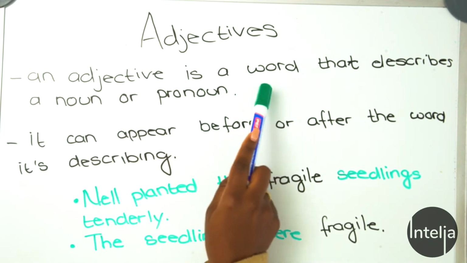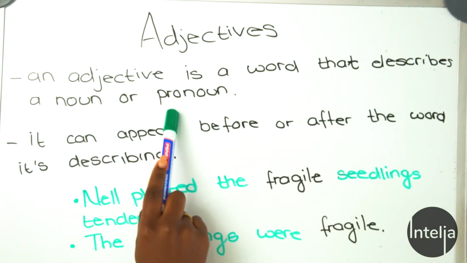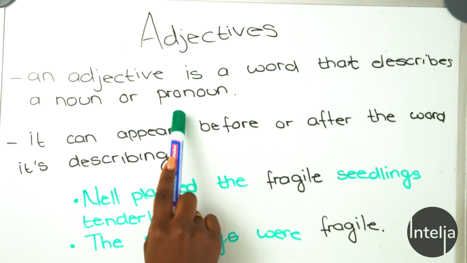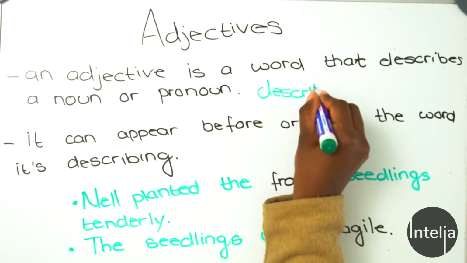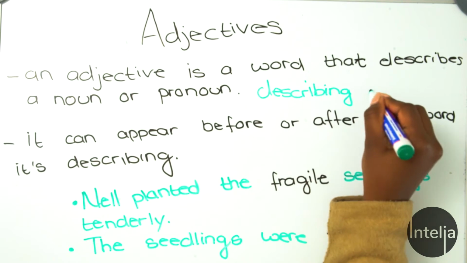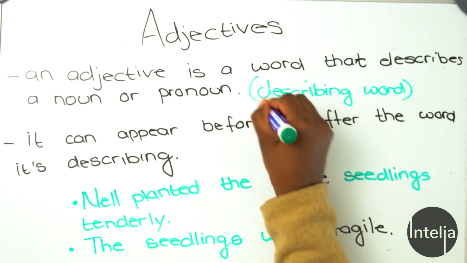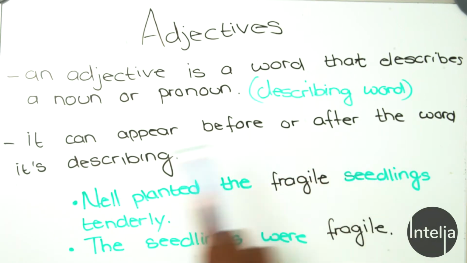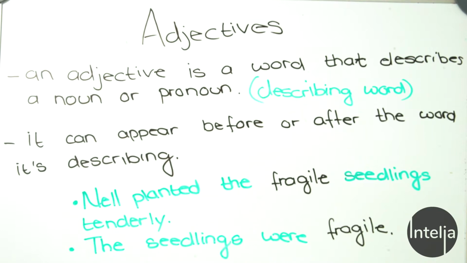An adjective is a word that describes a noun or a pronoun. So, an adjective is a describing word. Okay? An adjective is a describing word. So that means it's a word that can tell you more about a noun or about a pronoun. It can appear before or after the word it's describing. So it doesn't have a specific position in a sentence. It can be either before the noun it's describing, or after.